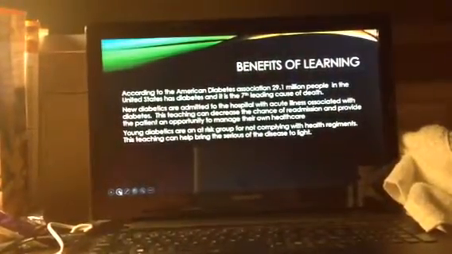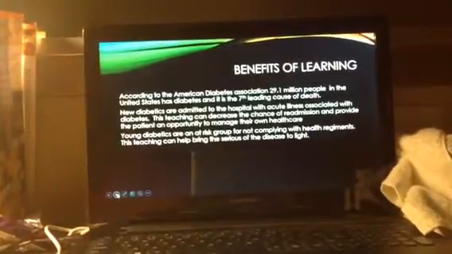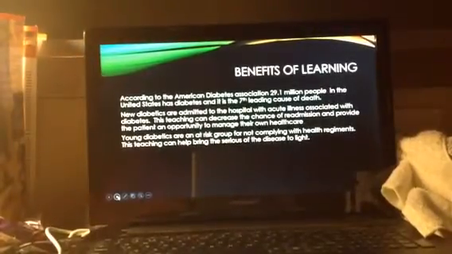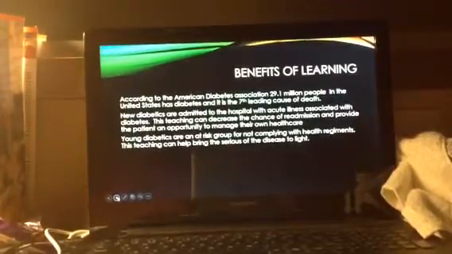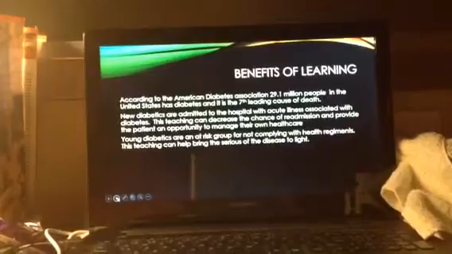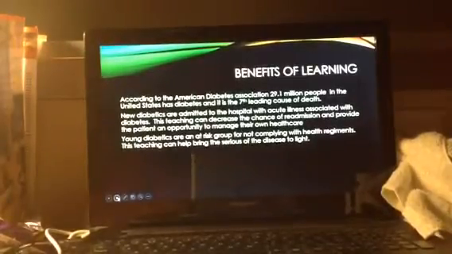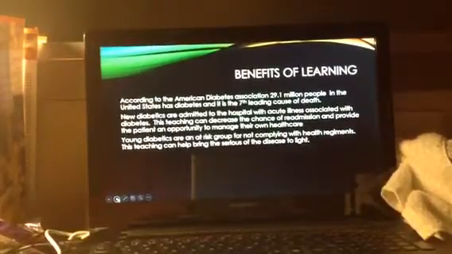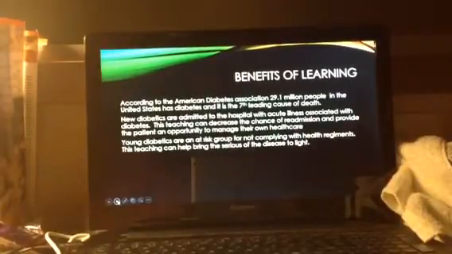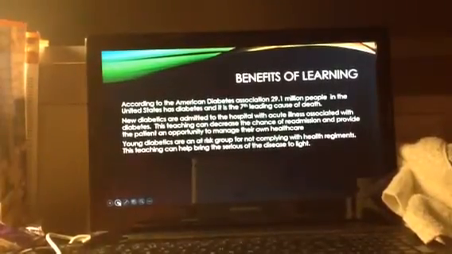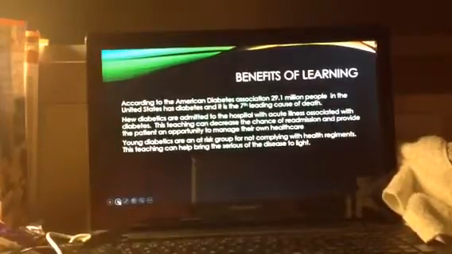Benefits of learning. According to the American Diabetes Association, 29.1 million people in the United States have diabetes, and it is the 7th leading cause of death. New diabetics are admitted to the hospital in acute illness associated with diabetes. This teaching can decrease the chance of readmission and provide the patient with the opportunity to manage their own health care. Young diabetics are an at-risk group for not complying with the health regimens. This teaching can help bring the seriousness of the disease to light.